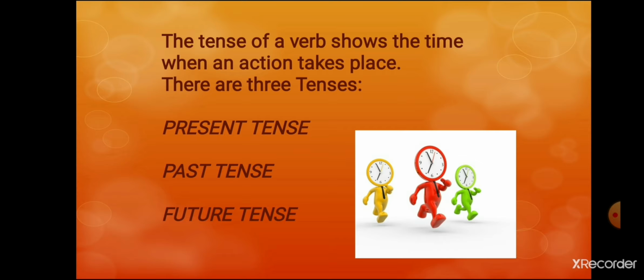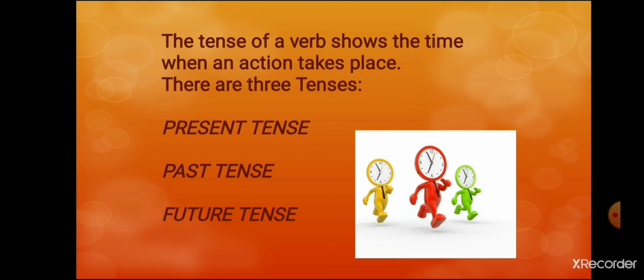And students, as we all know, there are three main tenses: the present tense, the past tense, and the future tense. A verb that refers to present time is said to be in the present tense. Then a verb that refers to a past time is said to be in the past tense. Then a verb that refers to future time is said to be in the future tense.